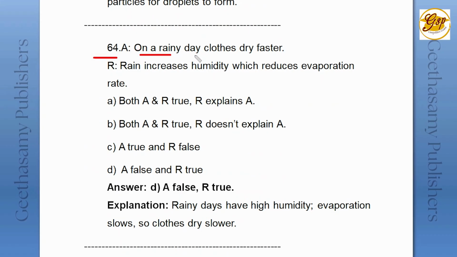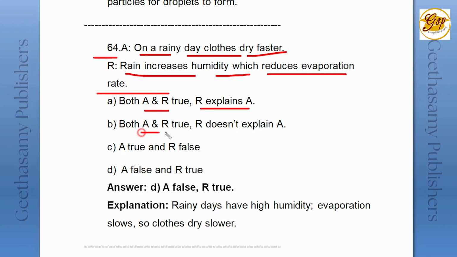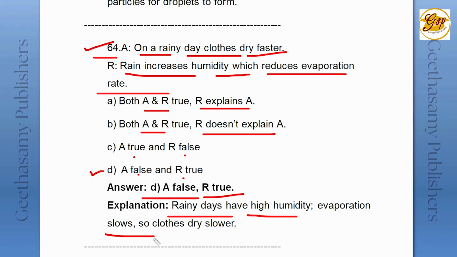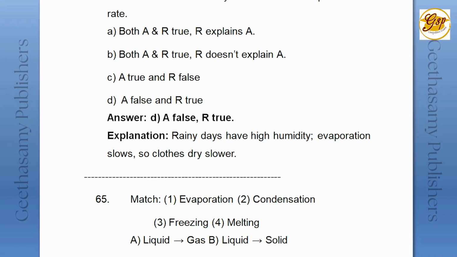Assertion: on a rainy day, clouds dry faster. Reason: rain increases humidity, which reduces the evaporation rate. Options: both A and R are true and R explains A; both A and R are true and R does not explain A; A is true or false, A is false or true. The correct answer is that the statement about the assertion is wrong, so A is false and R is true. On rainy days there is heavy humidity, evaporation slows down, and clouds dry very slowly.